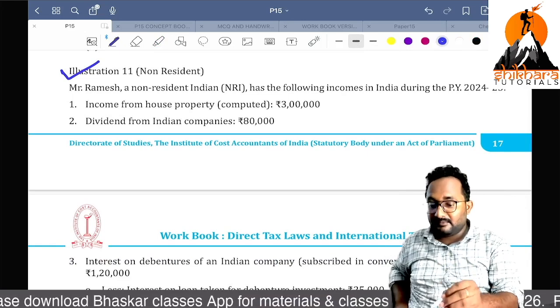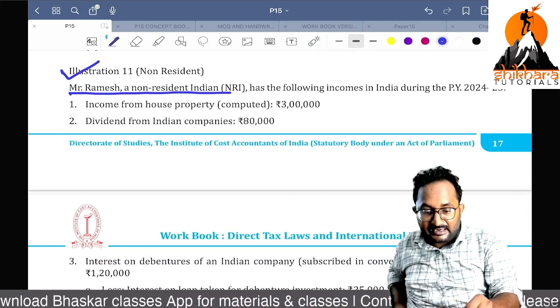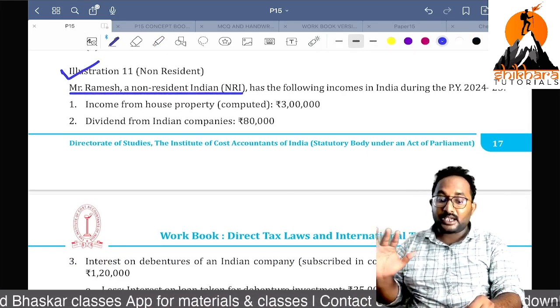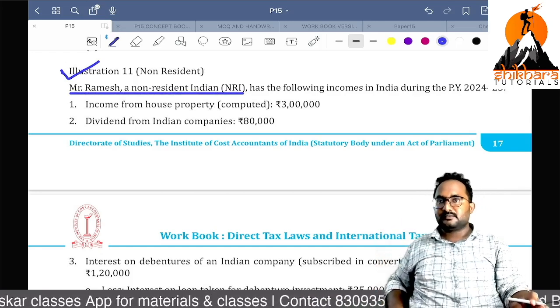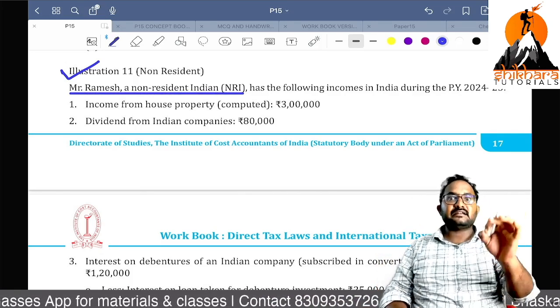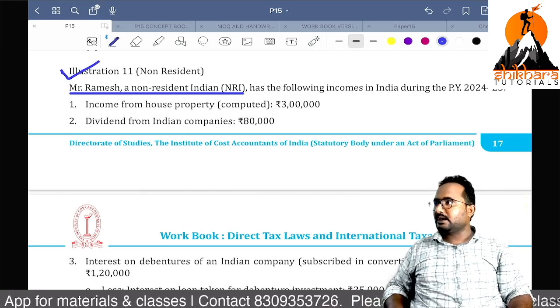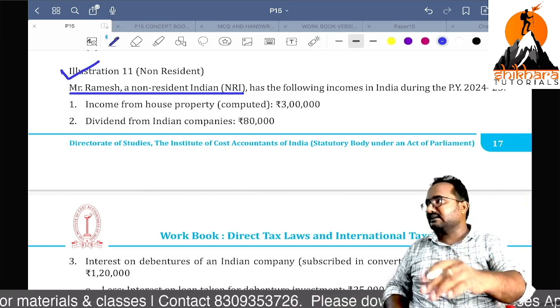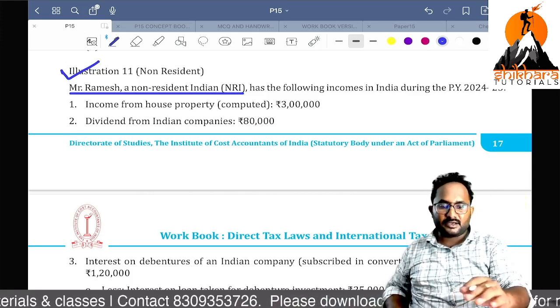In my exam, they will give you Ramesh as a non-resident Indian. Then try to remember, okay, NRI provisions related, they are asking. Non-resident chapter only. Non-resident Indian. Okay. High chances of asking that. Definitely you can get the NRI concept in your exam.